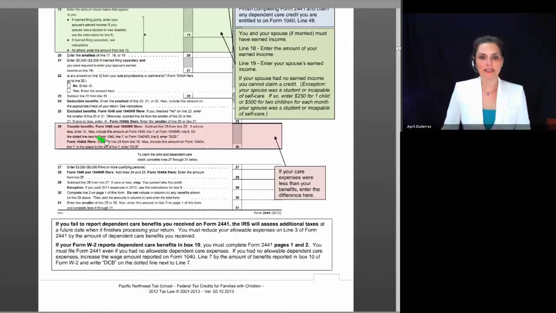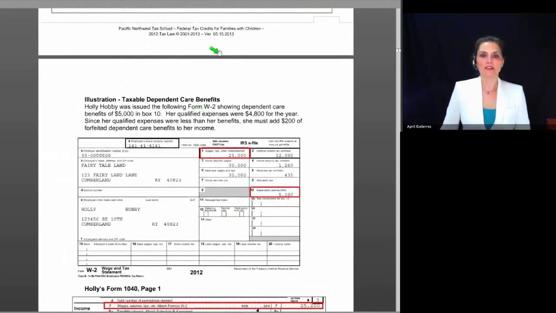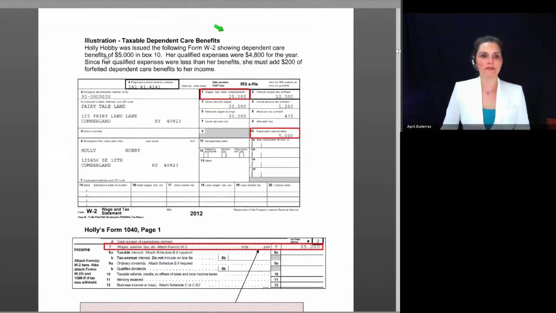Line 26, if your care expenses were less than your benefits, enter the difference here, and the amount on line 26 would then become income to you. So let's look at an illustration of how Form 2441 gets filled out.